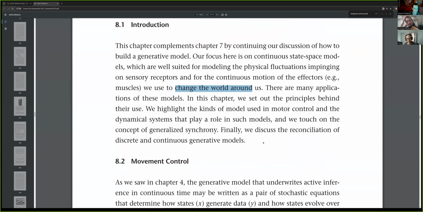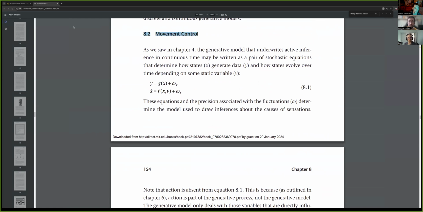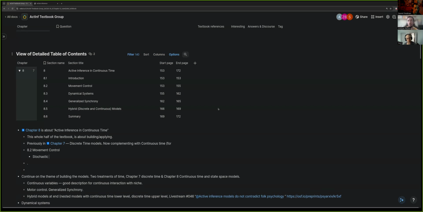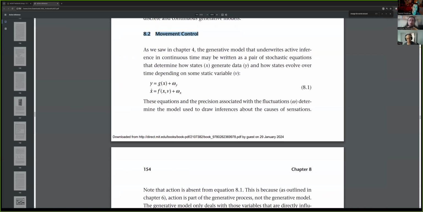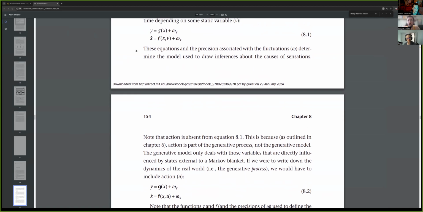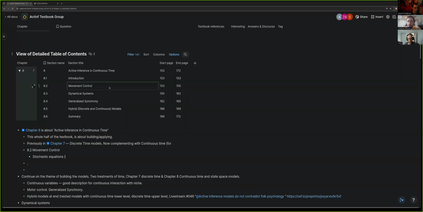Section 8.2 moves on to movement control. We're introduced to some notation for the stochastic equations involved in continuous time models, which we'll notice are a little bit different from those in chapter 7. And then we also differentiate the symbols between those of the generative model and those of the generative process, which is also a reminder that oftentimes we produce models whose construction is actually rather similar equation-wise to those of the generative process. An example for motor control and reflex arcs viewed as descending proprioceptive signals is given, which describes how state predictions can be pulled towards these signals like point attractors.